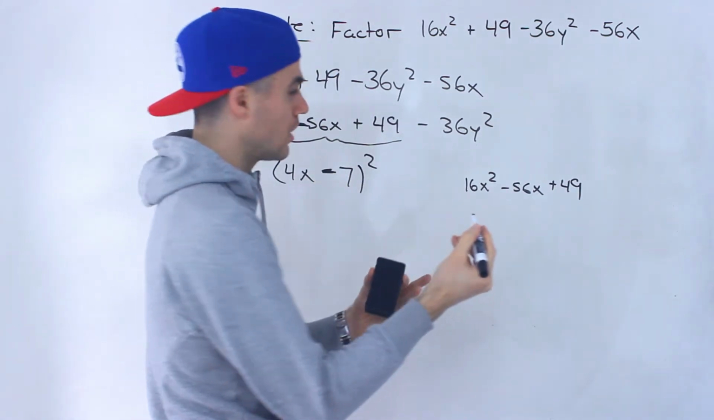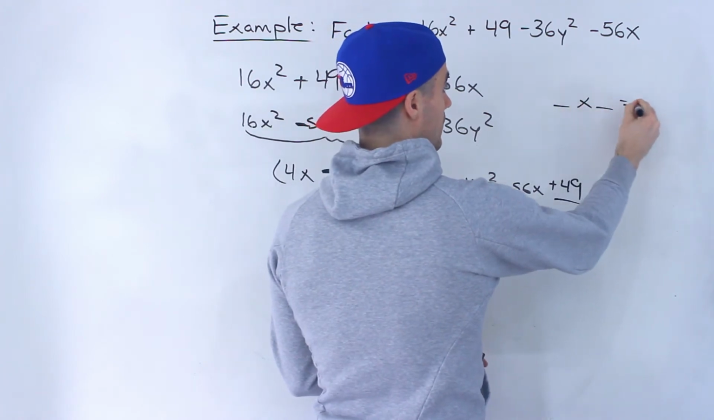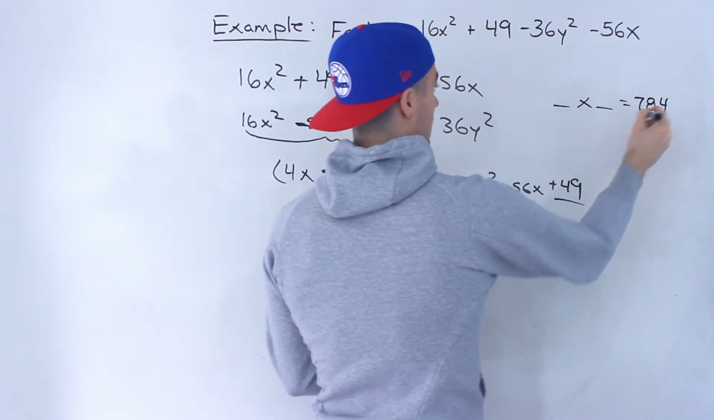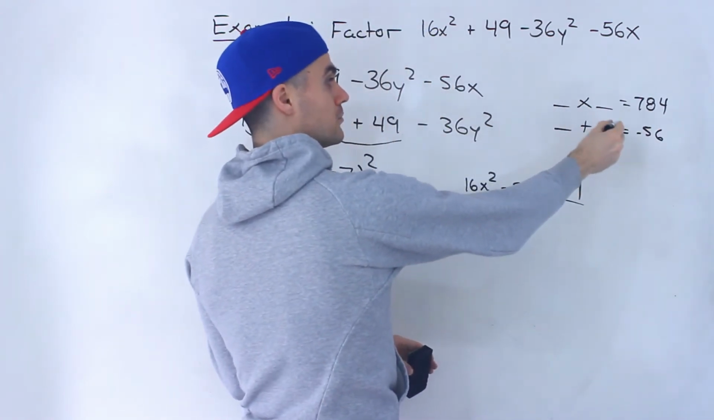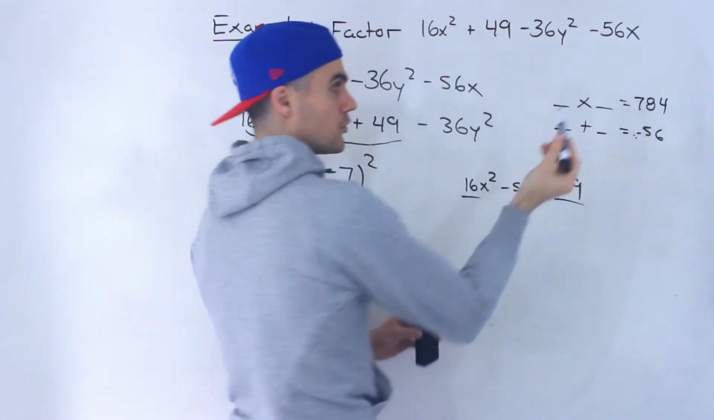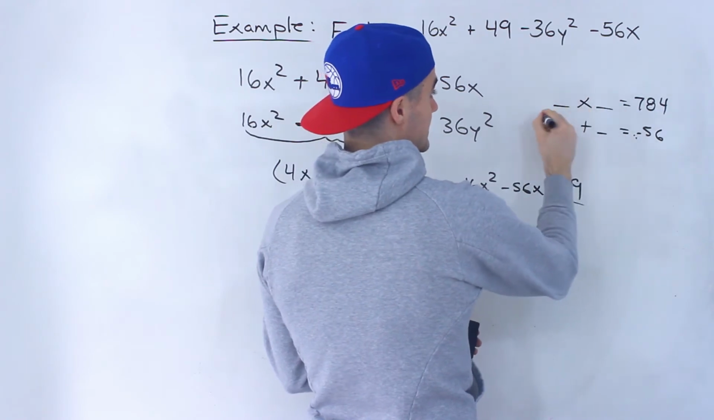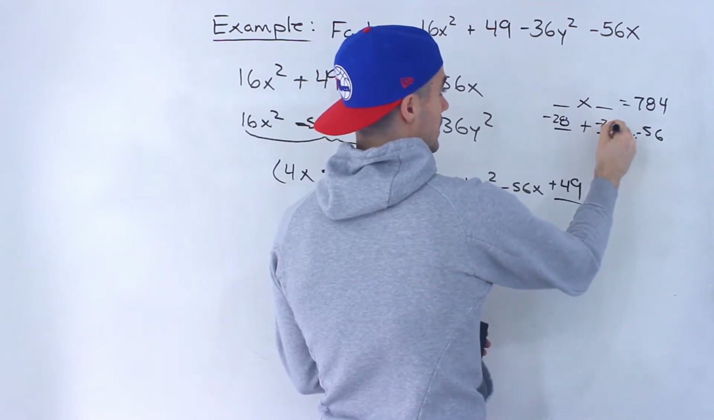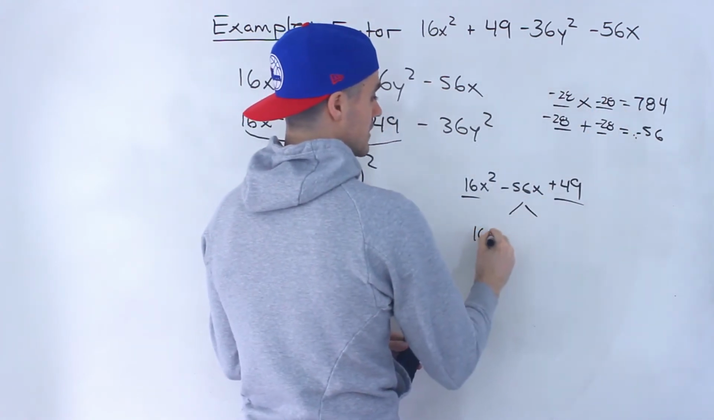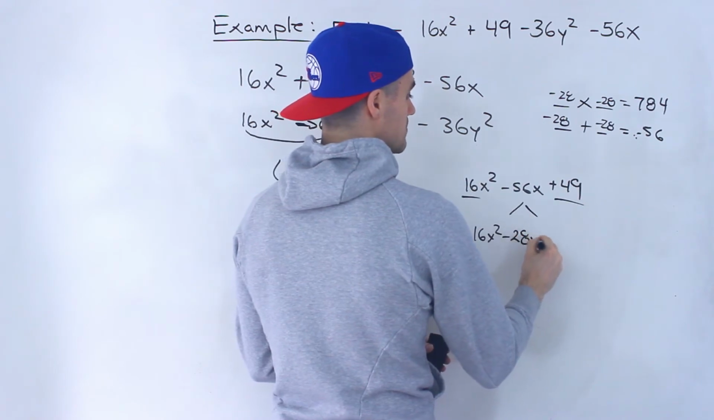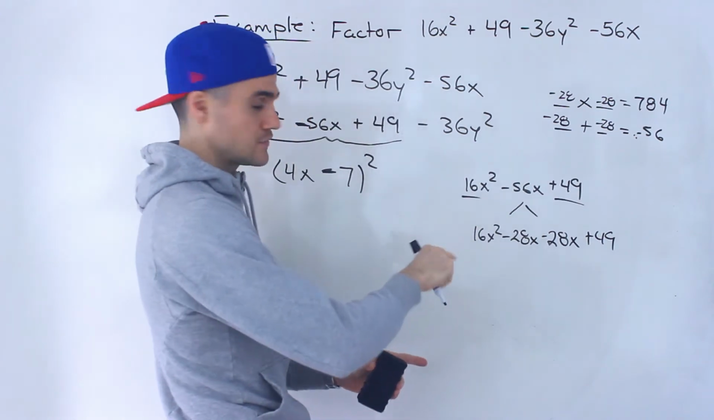But if you did want to show it the longer way, you could take the a and the c value, multiply them, and that would give us 784. And then the b value is the negative 56. So what two numbers add up to negative 56 and multiply to 784? If it's a perfect square trinomial, the numbers are actually going to be the same. And in this case, it's minus 28, minus 28. And so we can now break this down into minus 28x, minus 28x. Right? We're decomposing that negative 56.